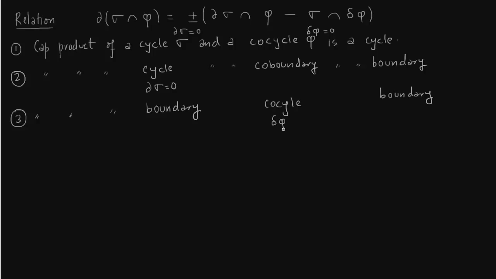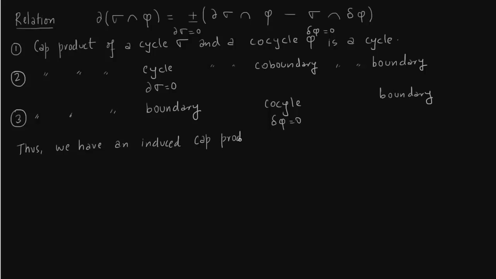So you have a co-cycle, so delta phi is 0. That means the only term remaining on the right hand side of the first equation is delta sigma, which is a boundary, cap phi, which is a co-cycle, and this is a delta of sigma cap phi, so it becomes a boundary. So thus we have an induced cap product.